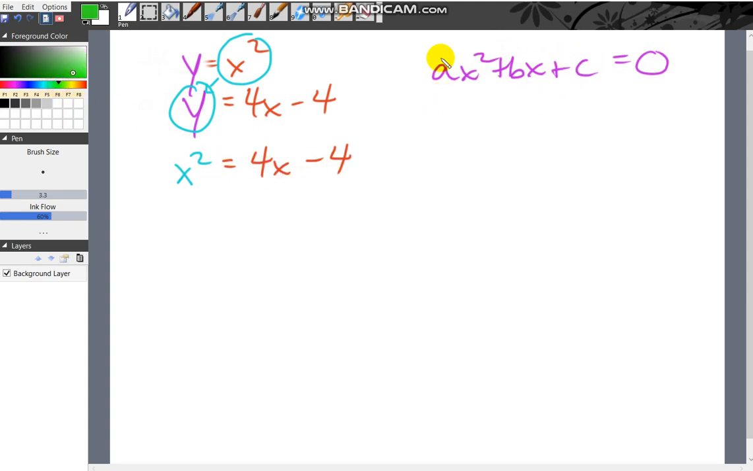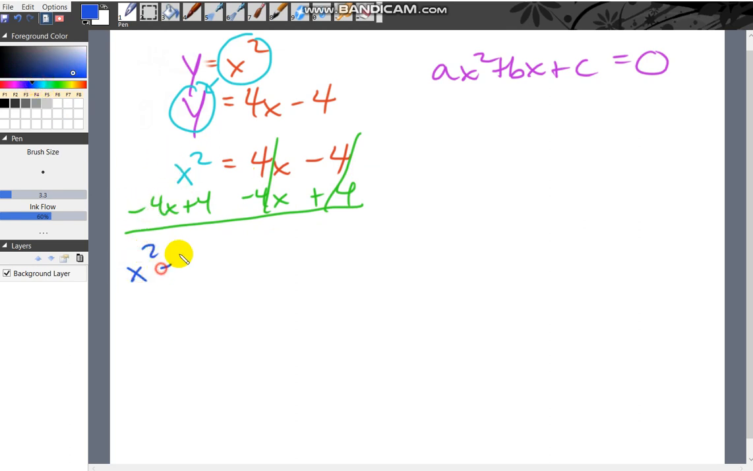So if we want to get it in this form, ax squared plus bx plus c equals 0, what I'm going to do is subtract 4x and add 4. So if I subtract 4x here and add 4, this cancels, and what we are left with is x squared minus 4x plus 4. We have nothing on the right hand side, so that equals 0.